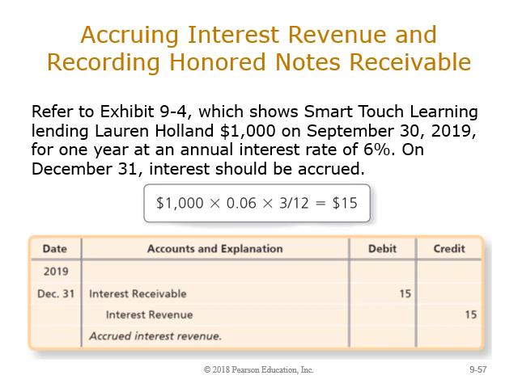So we can either take that $60 and divide it by the 12 months and then multiply that by 3, or you can simply redo the interest calculation and take the $1,000 times the 6% times 3 over 12 because it's only been 3 months. And then we'll record this interest as a receivable. So we have interest receivable on December 31st of $15, and so it's a debit to interest receivable and a credit to interest revenue for $15 as well.